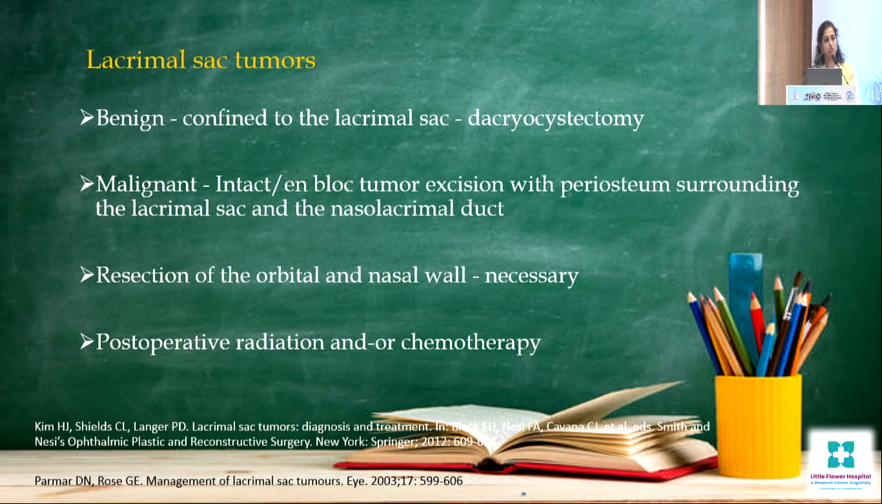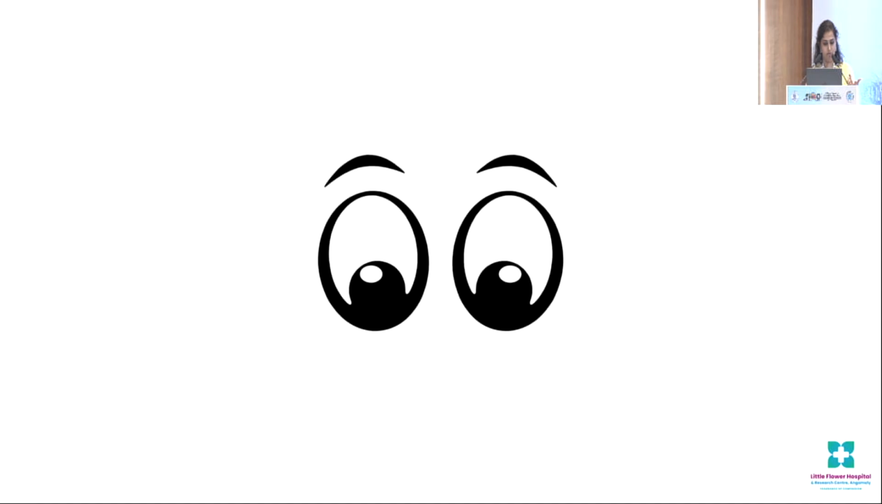And coming to the management, first is tissue biopsy, and if it's benign and confined to the lacrimal sac, dacryocystectomy is done. If it's malignant, an en bloc tumor excision with maxillectomy is preferred to increase the survival rate, and depending on the extent, resection of the orbital walls and/or paranasal sinuses or lymph nodes, depending on their spread. Postoperative radiation is preferred, and chemotherapy in case of recurrence or in case of lymphoma.